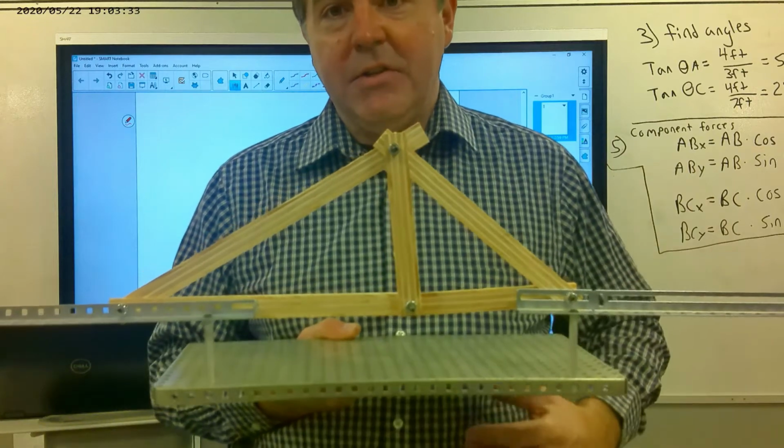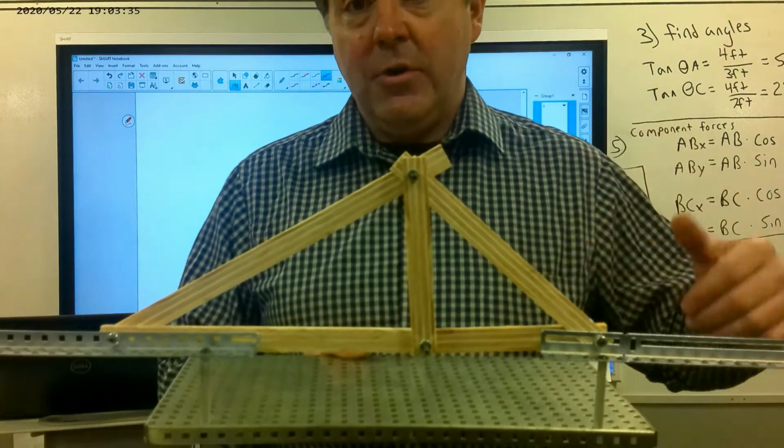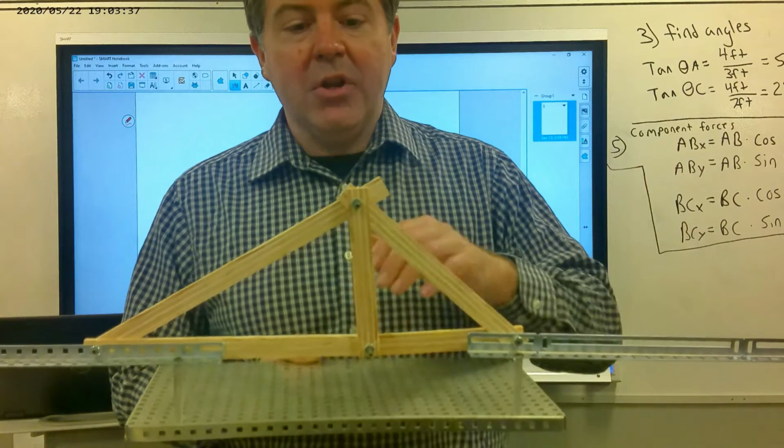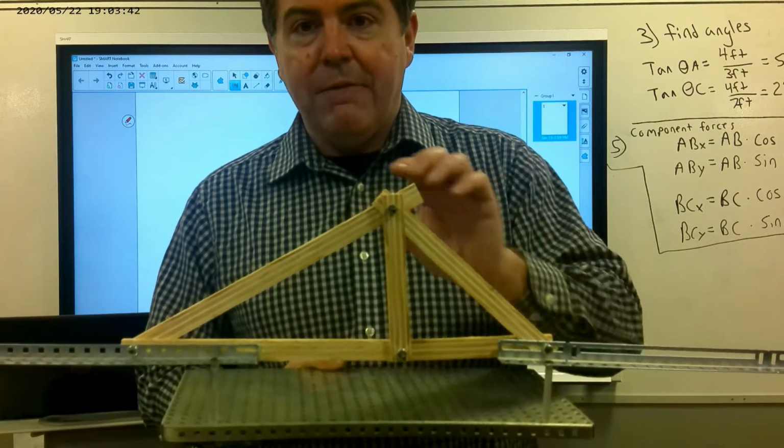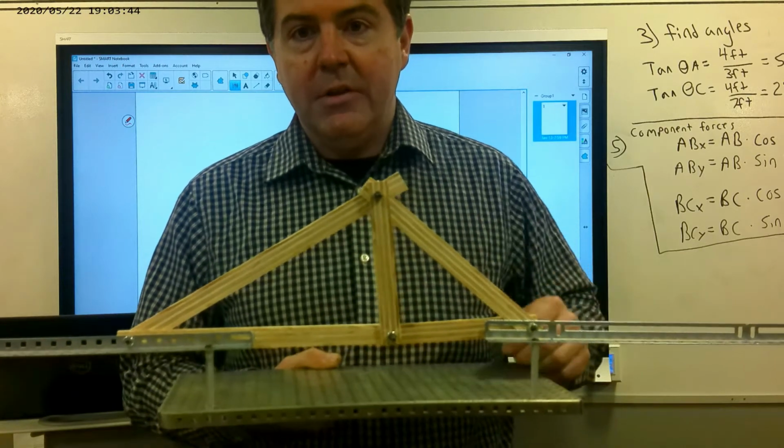For the sake of this example, we're going to again assume that that's 800 pounds. So let's go ahead and start solving for our reaction forces as well as the amount of force that ends up on each member of this truss system.